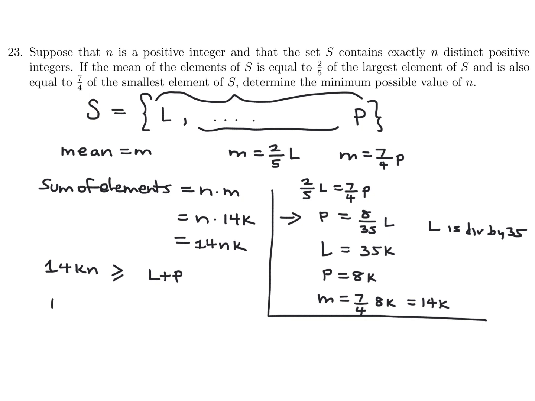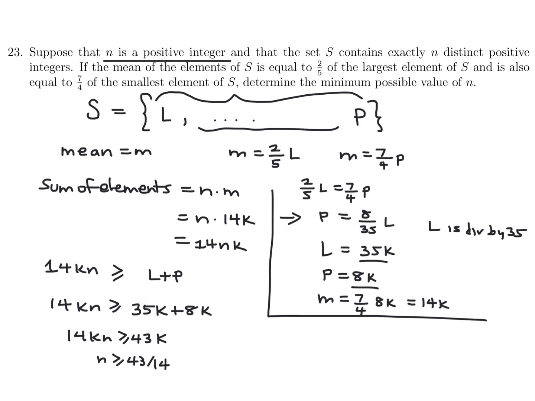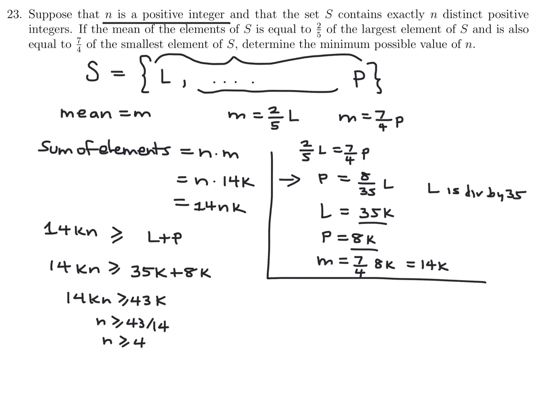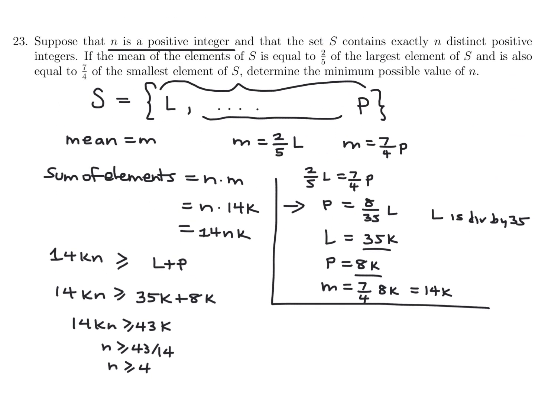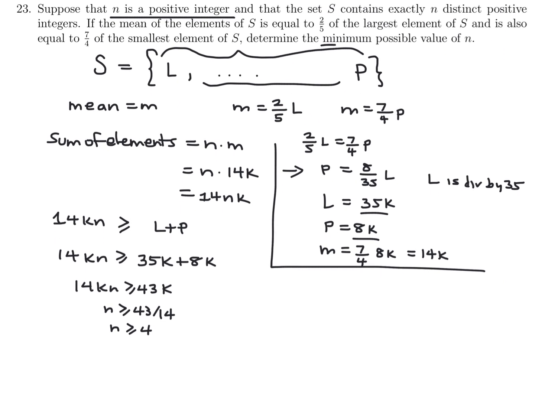Okay, so then 14kn, if I substitute the values for L and P in terms of k, would be 35k plus 8k. So that means 14kn is greater than 43k. The k's disappear, therefore n is greater than 43 over 14. Now n is a positive integer, it even tells you that. So that means n has to be greater than or equal to 4. Okay, so what do they want? They want the minimum possible value of n.